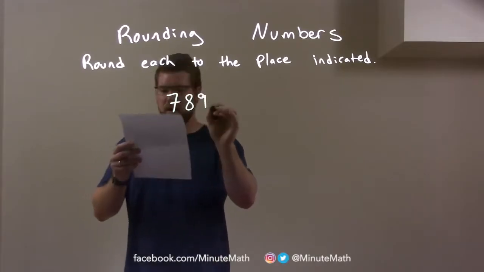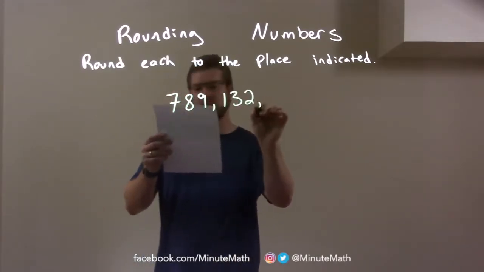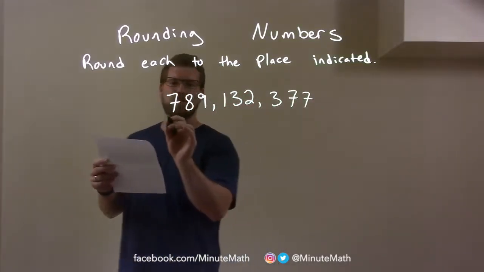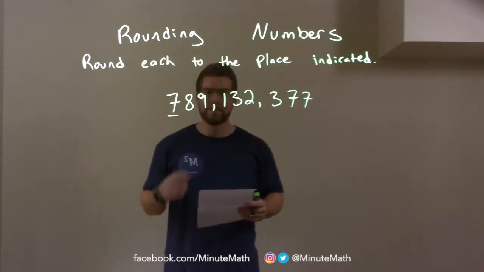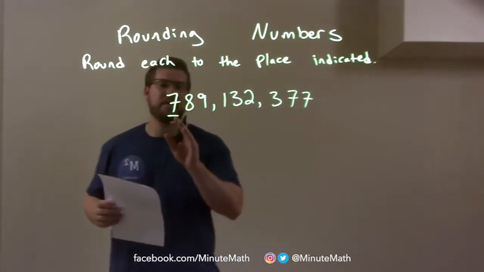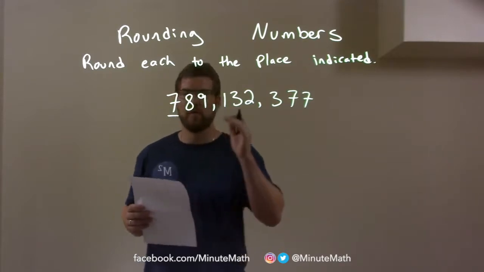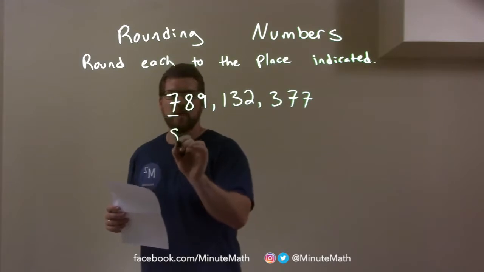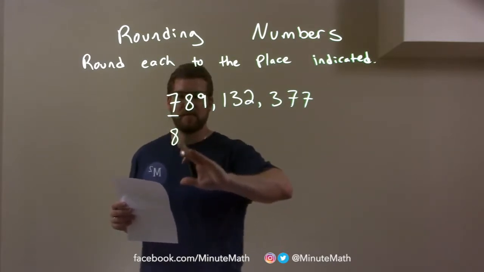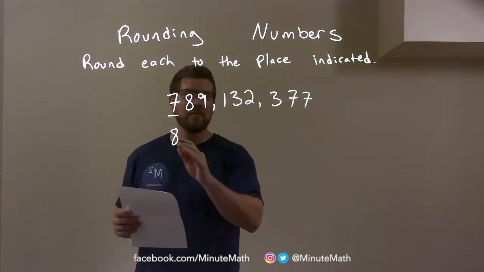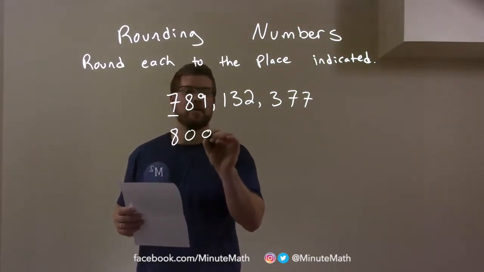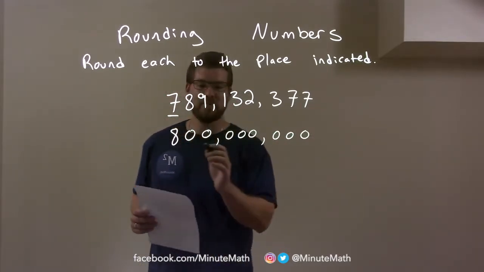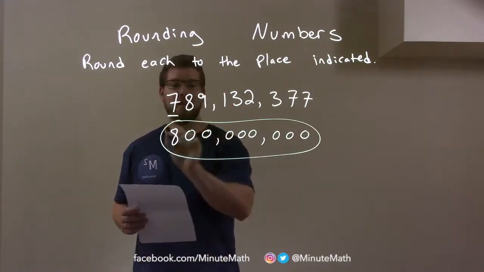7, 8, 9, 1, 3, 2, 3, 7, 7. Okay? And we're looking at this first 7 right here. Well, I look at that 7 and I look to the right. 8 is in the category from 5 to 9, right? That causes the 7 to round upwards. So this becomes an 8, and the rest are just zeros afterwards. And so here we have just 800 million, and that is our answer.